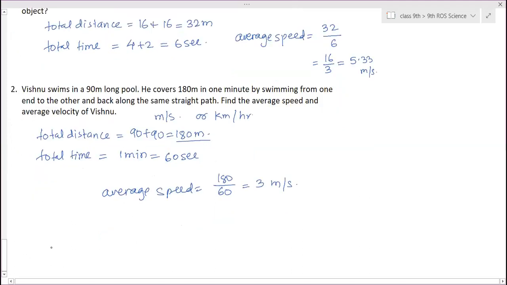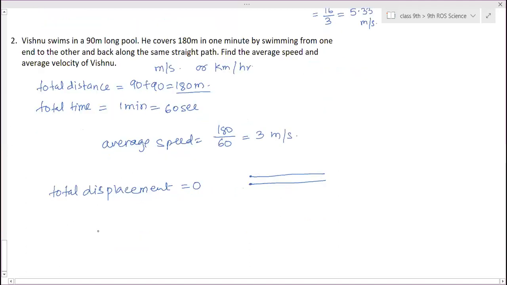Now we have to calculate average velocity also. For average velocity, you need total displacement. What is the displacement here? It is 0, because it has moved forward and then again came back to the initial position. Both initial and final positions are the same, so total displacement is 0. If total displacement is 0, then average velocity is 0 by 60 seconds, so it is 0 meters per second.